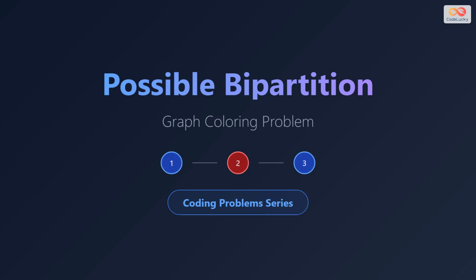Today, we are tackling an interesting graph theory problem called Possible Bipartition. It sounds complex, but it is essentially about dividing a group into two conflicting teams without any internal issues. Let's dive in.